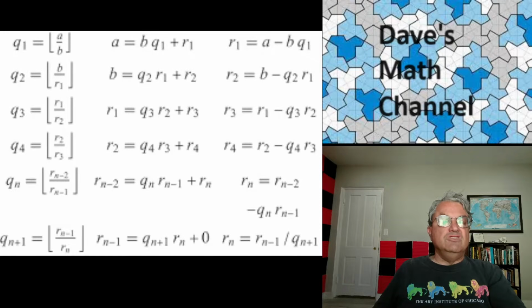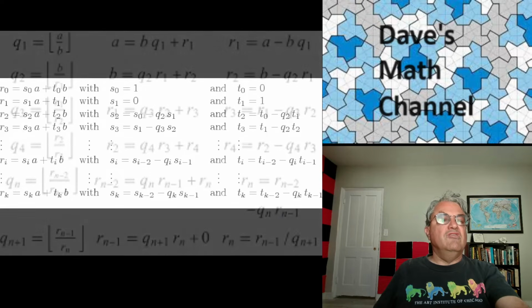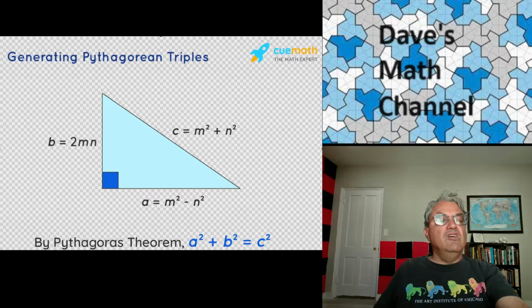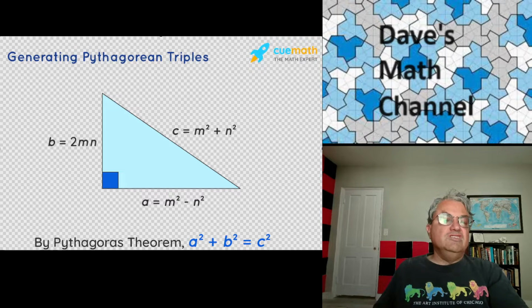The Euclidean algorithm is used all the time by computers to calculate GCDs and extended GCDs. This is just a symbolic way to write everything down, and this is the extended Euclidean algorithm. Okay, so that's just one example. Another example, I think I did a video on this a couple weeks ago.